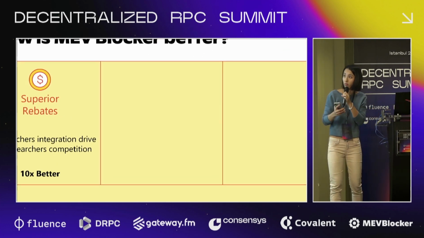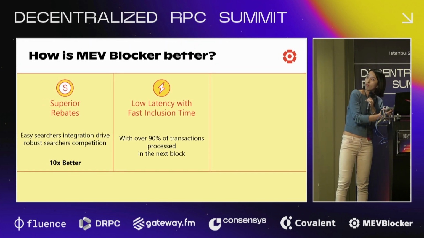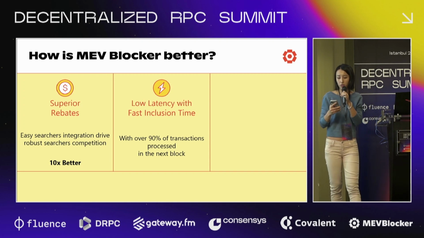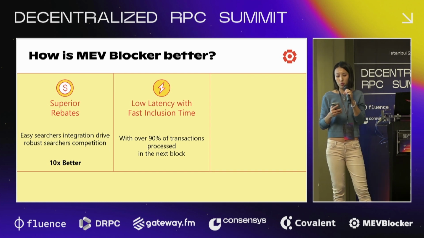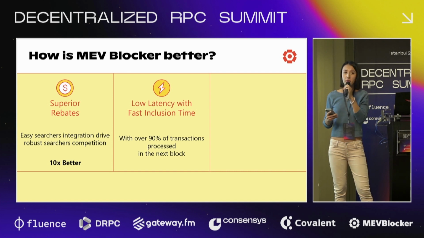Low latency and fast inclusion time. Remember, we're submitting to builders that control 95% of the Ethereum blocks. We also vet them all the time. What it means is that 90% of the transactions are processed in the next block within 12 seconds. If not, very likely the block after.